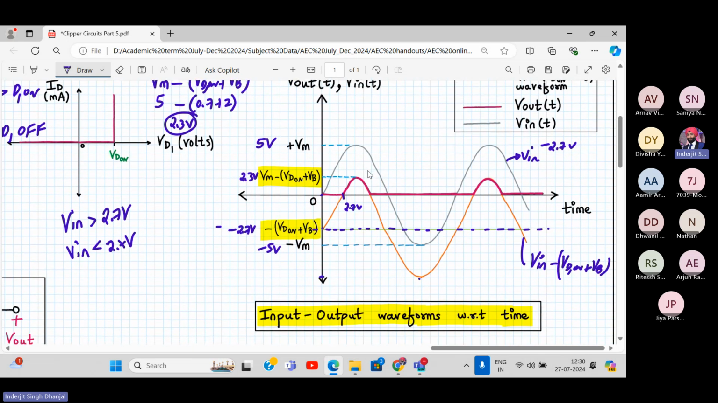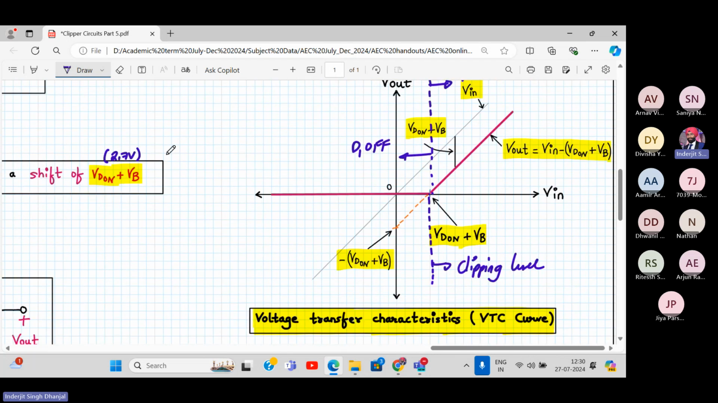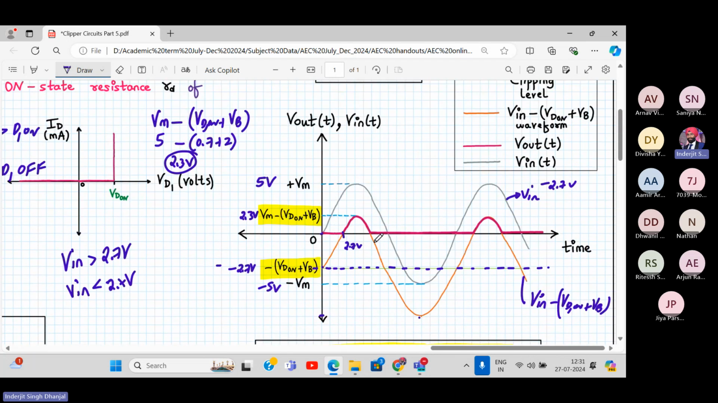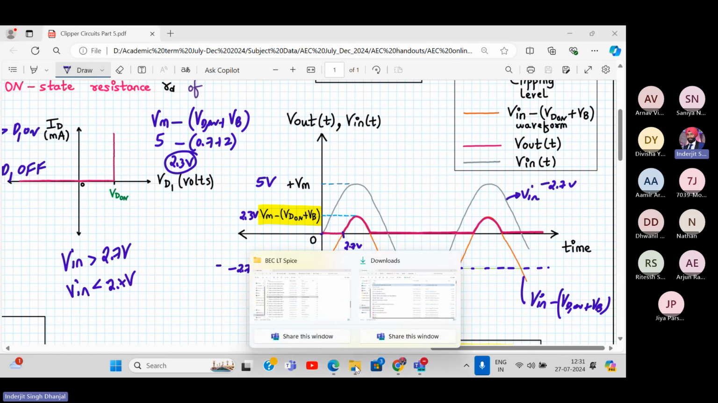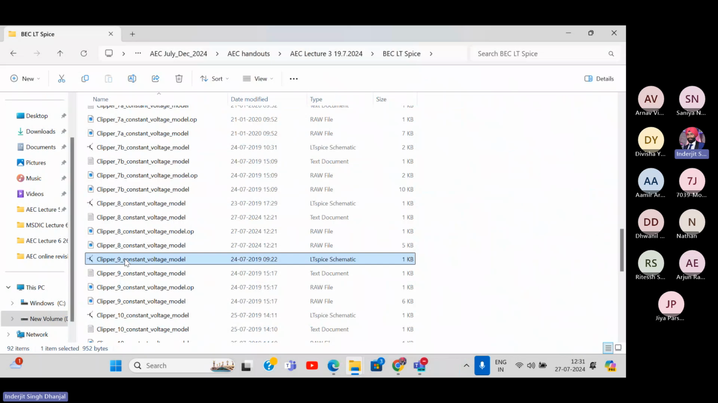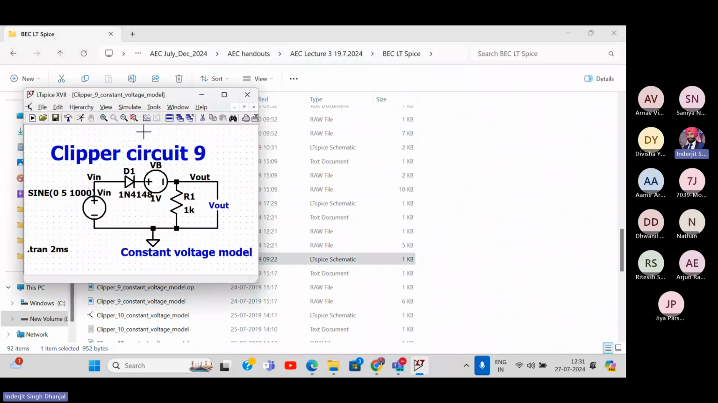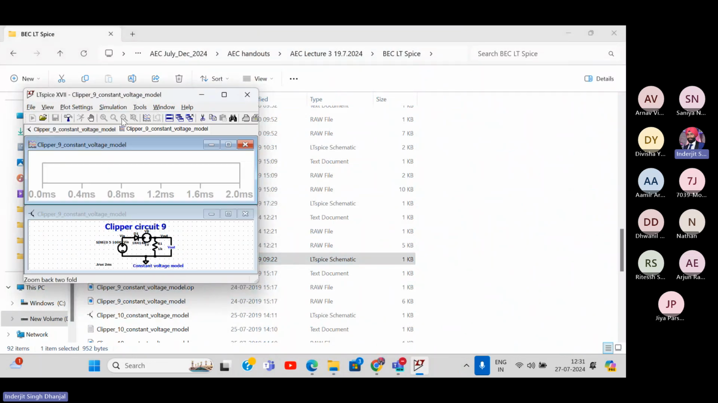This input output waveform is slightly trickier. Rest from this curve, you have to transfer this to this curve. Let me show you the waveform for this. This is clipper number 9, I guess. Let me show you the input output waveform for this.